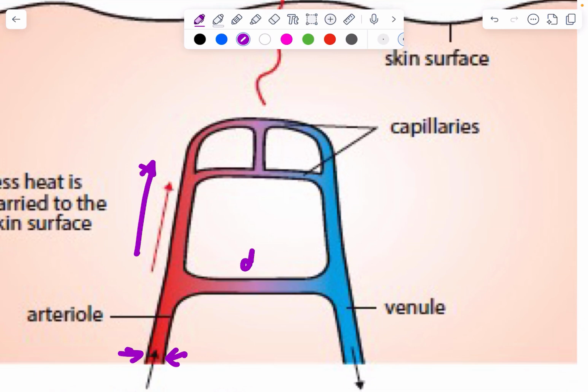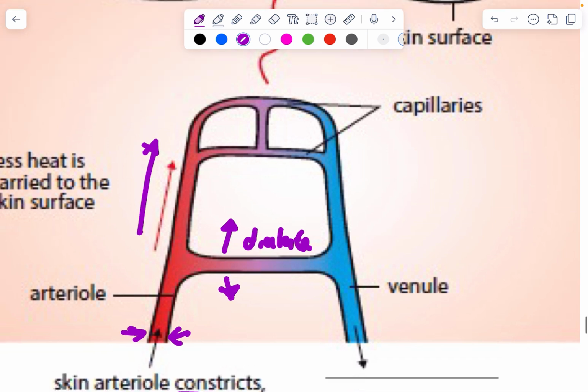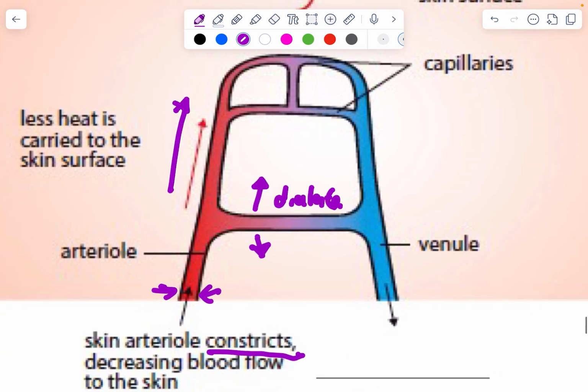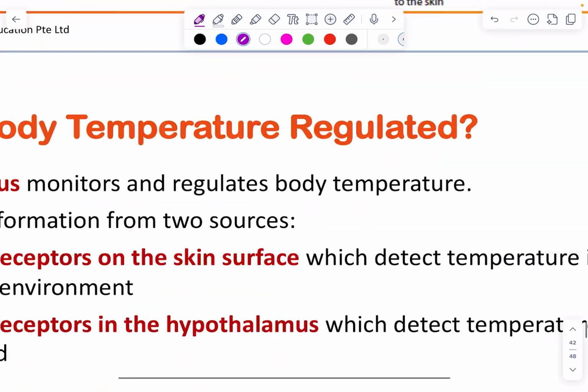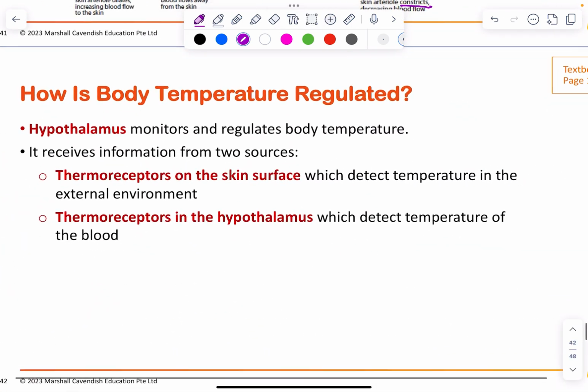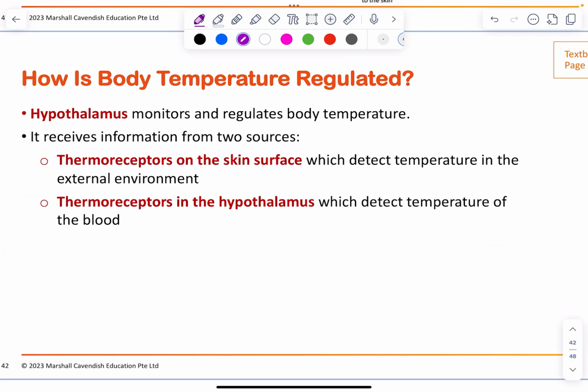Vessels would dilate here. And when it dilates, this opens up so that rather than the blood being channeled up, there will also be more blood going to the side and then coming down. So this is a one-way kind of thing. In a way, rather than going to the top surface, it will be redirected back down over a shorter distance. Okay. So for your hypothalamus, they will help to monitor and regulate your body temperature.